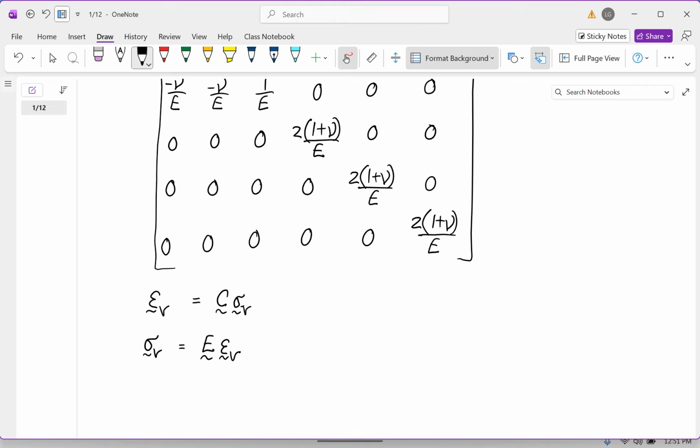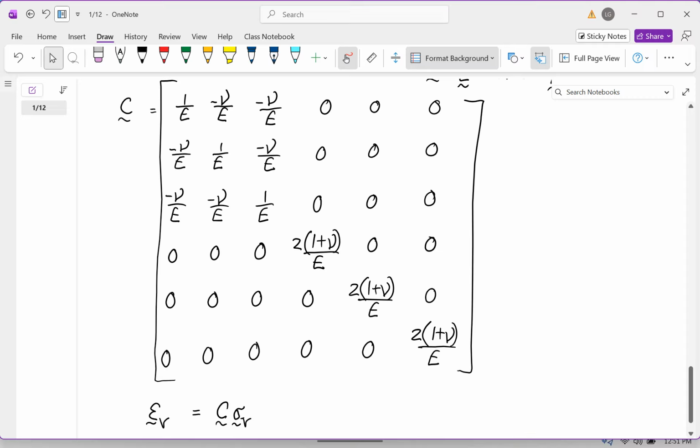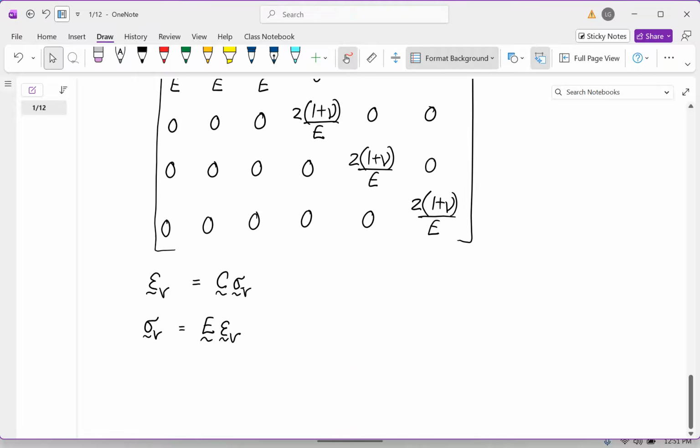In other words, you can think of this messy looking 6x6 matrix as like a three-dimensional version of the spring constant of a material. So you can think of the compliance and the stiffness as things that relate loading to deformation.